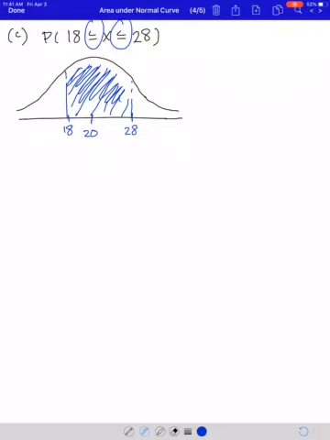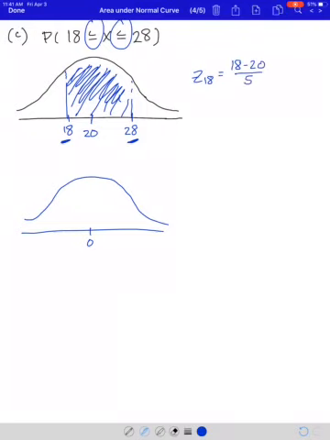And the first thing we need to do is convert this into a standard normal distribution, right? So that we have 0 in the middle. Notice that the z-score for 18 should be negative. The z-score for 28 should be positive. Let's go ahead and find these. So the z-score of 18 is going to be 18 minus 20 over 5, which gives us negative 2 over 5, which is negative 0.4. And if we find the z-score of 28, we'll get 28 minus 20 over 5, which is 8 divided by 5, which gives us a z-score of 1.6.